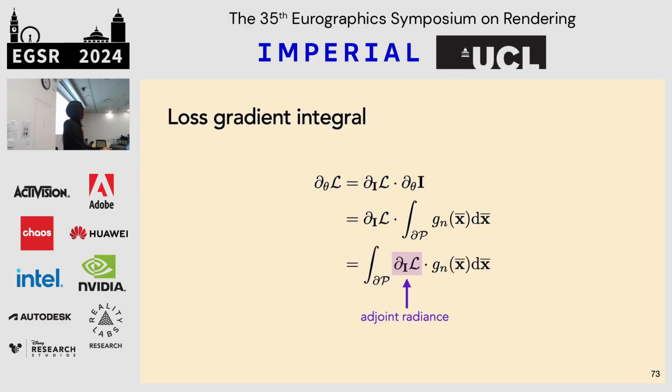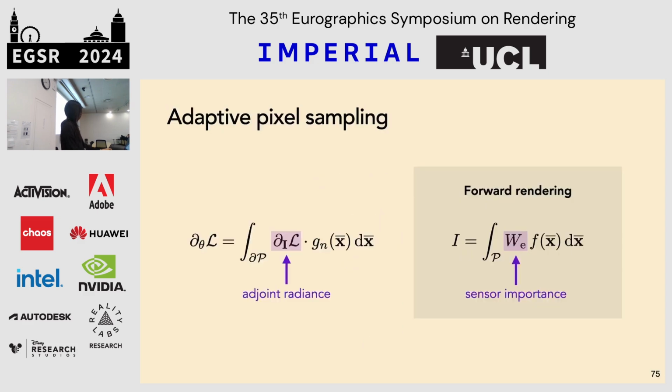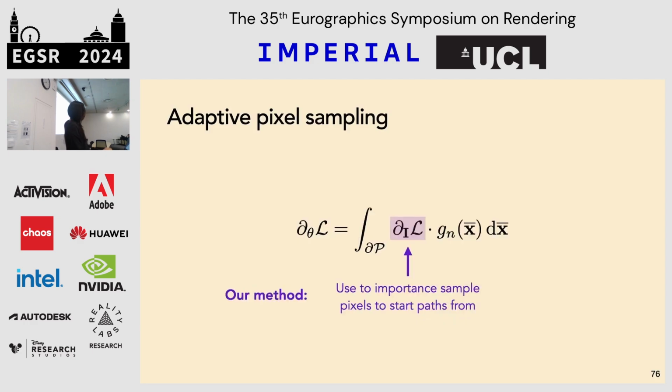The first term is sometimes called the adjoint radiance, and we can also move it inside the integral. The estimates of the two terms need to be uncorrelated, so differentiable rendering algorithms estimate the adjoint radiance first using a separate rendering path. Now we notice that the adjoint radiance term appears inside the integral in the same way that sensor importance appears inside the integral for forward rendering. So we can then importance sample pixels based on their adjoint radiance when we estimate the full integral.